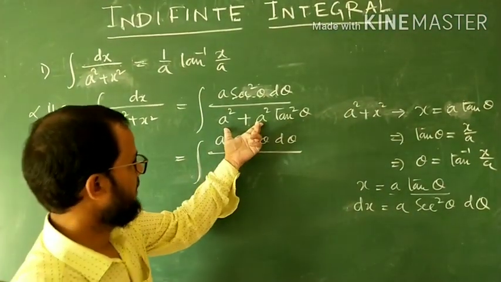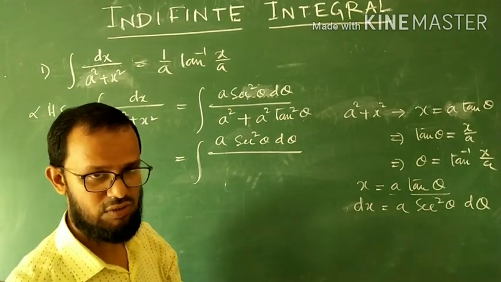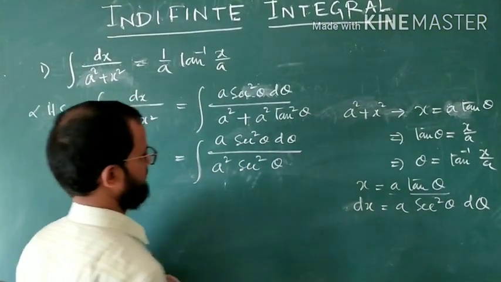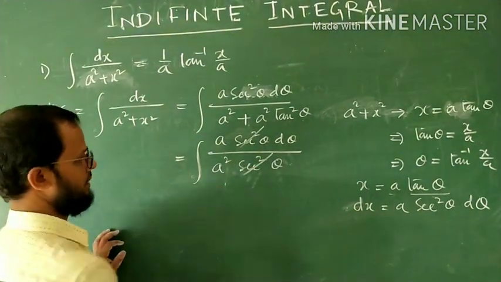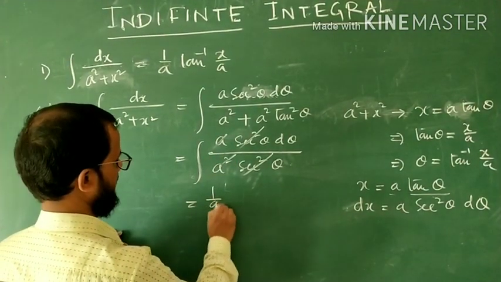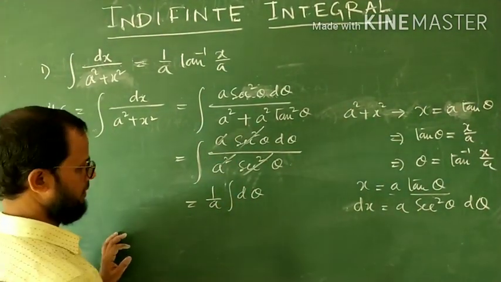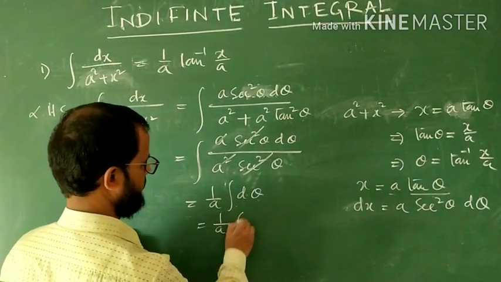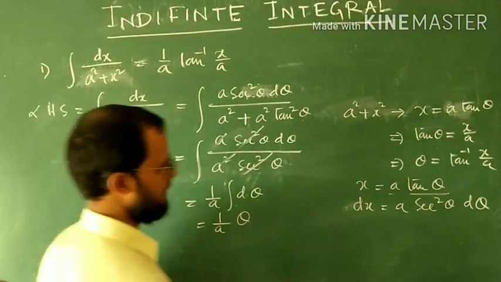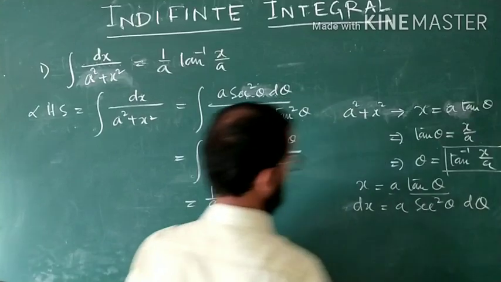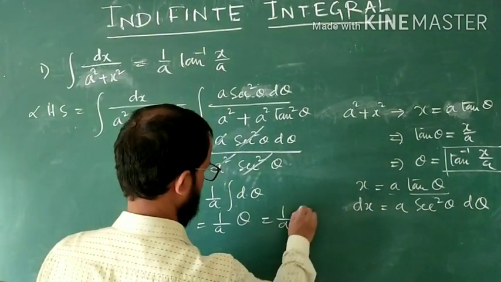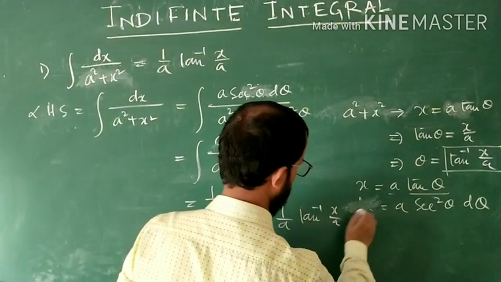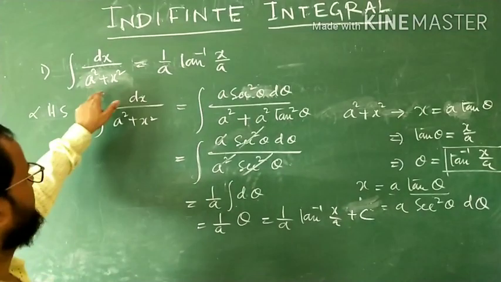and if you take a square common, then inside what happens? 1 plus tan square theta, and 1 plus tan square theta is sec square theta. So finally a square sec square theta. This sec square theta cancels with this sec square theta, and a cancels with this, finally 1 by a integration d theta, and integration d theta means theta. So 1 by a theta, and theta is equal to this one. Theta can be replaced, so it is 1 by a tan inverse x by a. And finally you have to give plus c. So this is your integral.